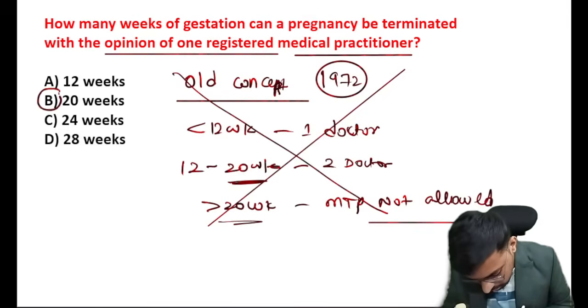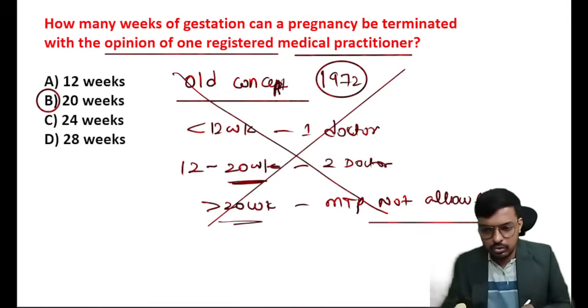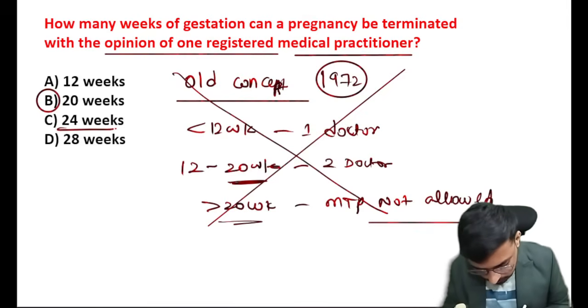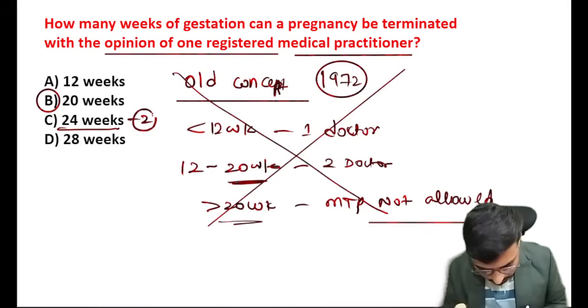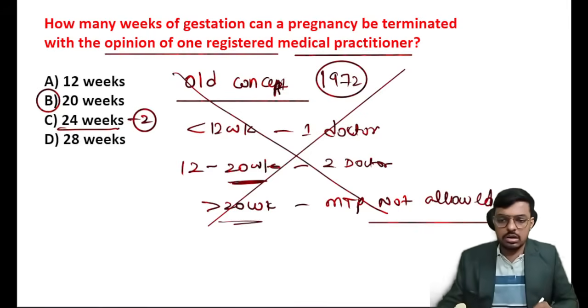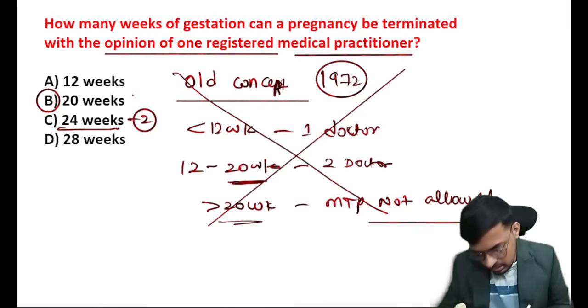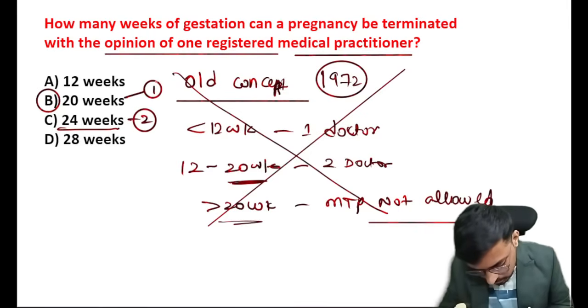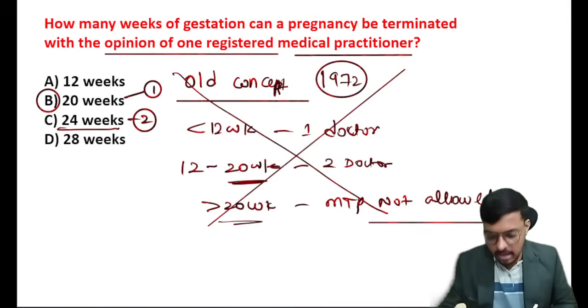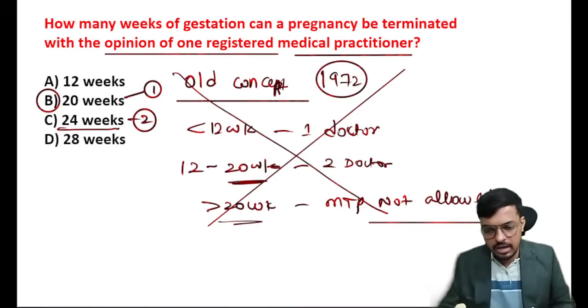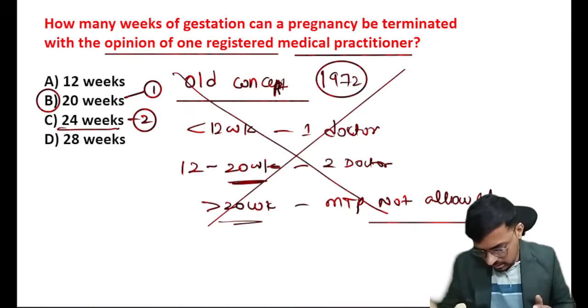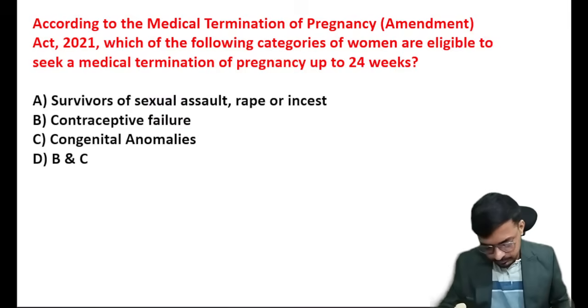So we can do an MTP up to 20 weeks. For up to 24 weeks, we require two registered medical practitioners. This is according to the new rule. Keep in your mind, here one doctor's opinion is required, and here two doctors' opinion is required. Hope it is clear to every one of you. And in the new rule, up to 24 weeks of gestation, the MTP is allowed in selected cases. So remember.